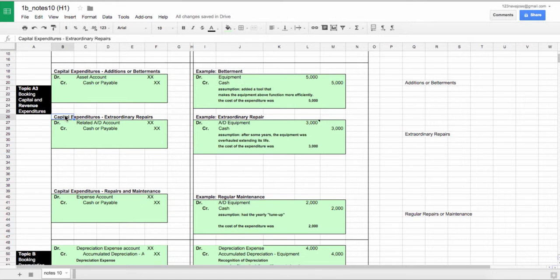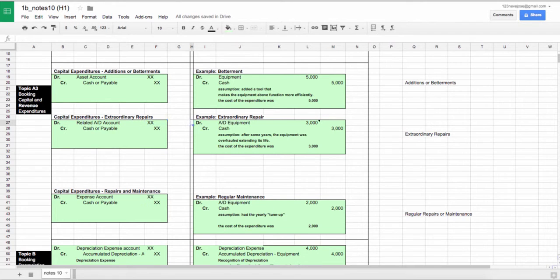If you instead have an expenditure that will lengthen the useful life of the asset, then you're not going to hit the actual asset account. Effectively, you come up with the same answer in terms of raising the book value, but you do it differently for extraordinary items, so extraordinary repairs. You actually hit the asset's related AD account, which reduces it, and effectively that will increase the book value of the asset.